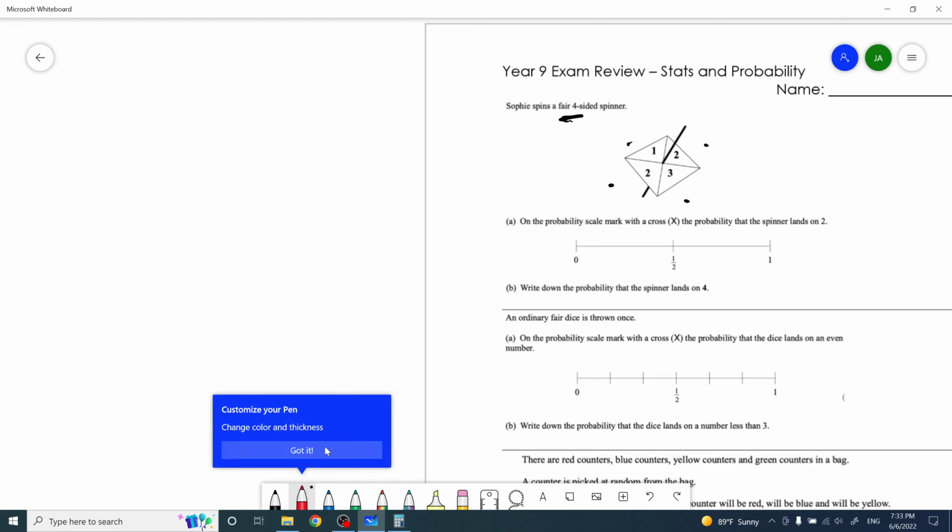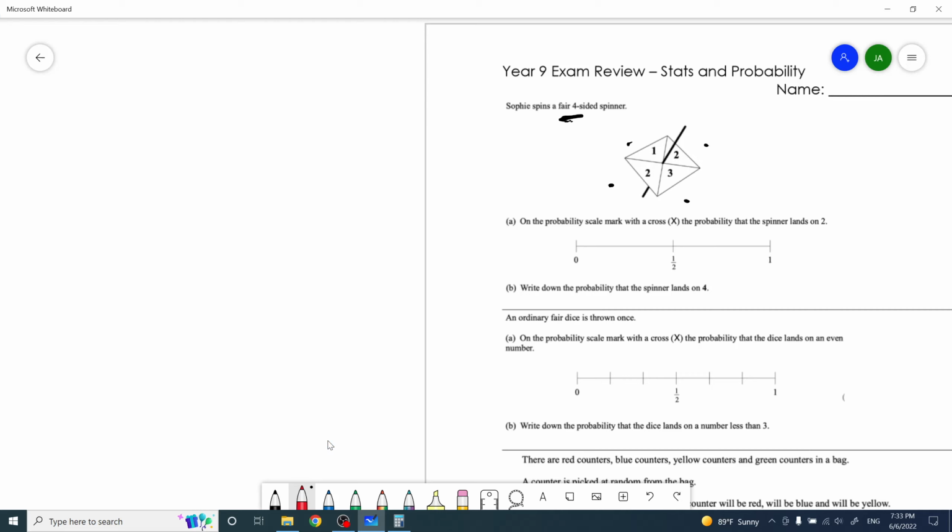So, looking at the question here, on the probability scale, we need to mark with a cross x the probability the spinner lands on a 2. So we see how many sides we've got on our spinner. We have 4. How many of them are 2? We've got 2. So our probability is 2/4, which when we simplify is 1/2. And on our probability scale from 0 to 1, 1/2 is in the middle. So right here at 1/2 we put an x. And we're done.